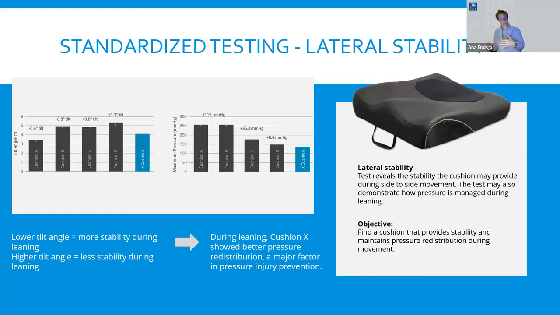So during a lean, cushion X showed to be more stable and had less counter pressure, which again may indicate better pressure redistribution and more stability when someone's going into an active reach, which we know having less counter pressure and better pressure redistribution is a major factor in pressure injury prevention. So again, cushion X might be the better cushion to trial with my patient first.